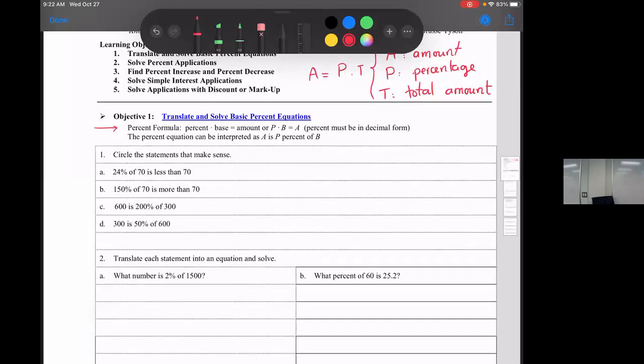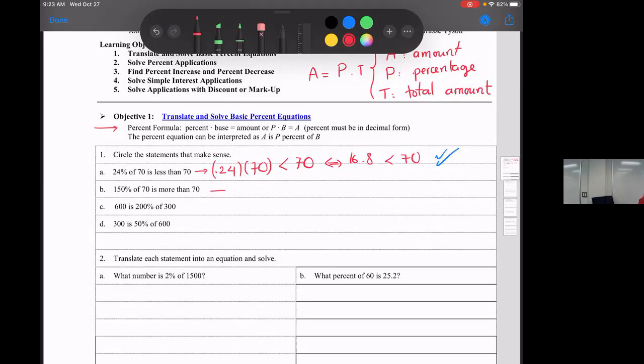Let's see if this statement is true or false. 24% of 70 is less than 70. Is it true or false? True, right? Now I'm going to translate into equations and see if the left hand side is equal to the right hand side. Whenever you hear "of," it means multiplication. So 24%, I'm going to write in decimal, will be what? Good, 0.24. Of means multiply, 70, is means equal, and here it is less than 70. Let's see. 0.24 times 70 is 16.8. Is 16.8 less than 70? Yes, so it's true.